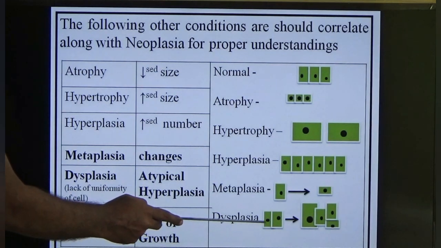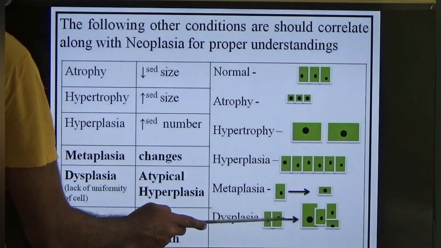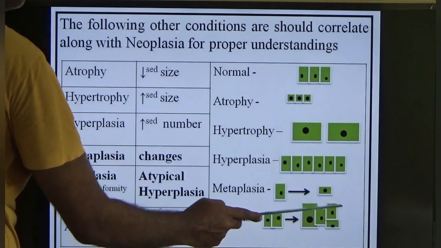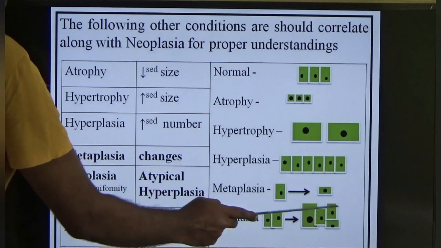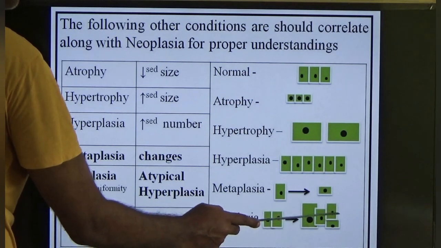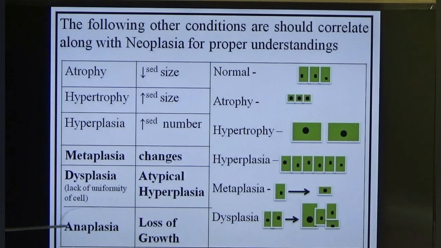Okay, what is dysplasia? Dysplasia is nothing but lack of uniformity of the cells. You can see here the cells, the variation in the size and shape of the cells. That means you can see the loss of polarity. The cellular organization of the cells is lost. It is known as dysplasia. Okay, another important word is anaplasia. Anaplasia is the complete loss of differentiation, so the cells will not go for normal growth. So this is the 6th type.